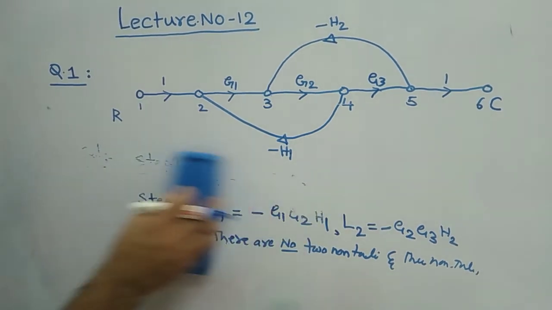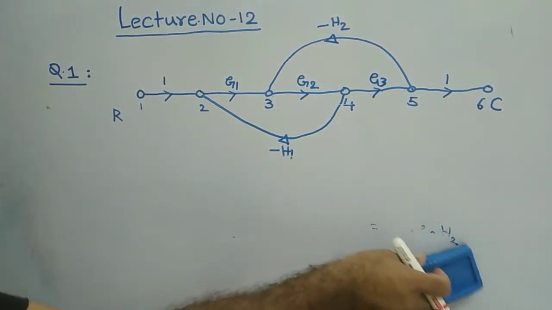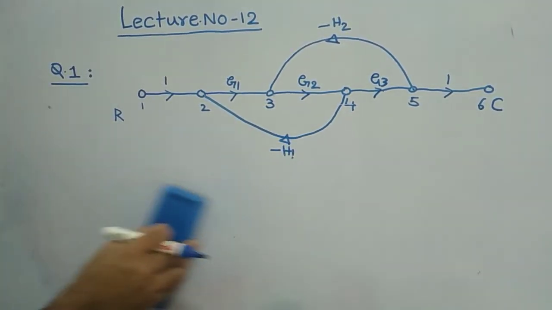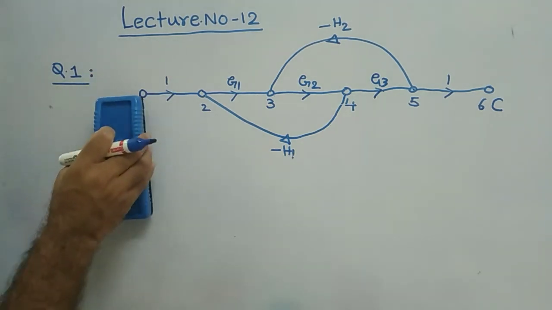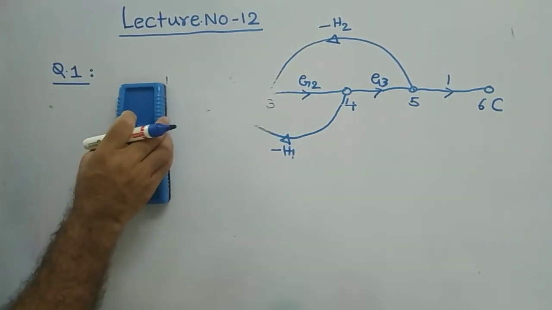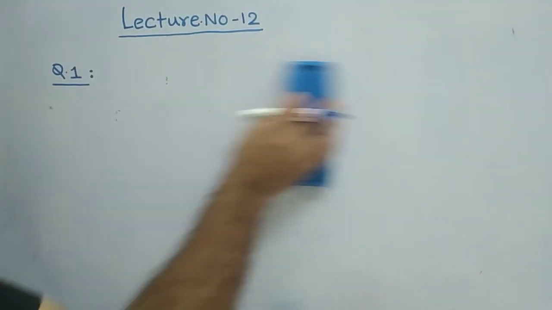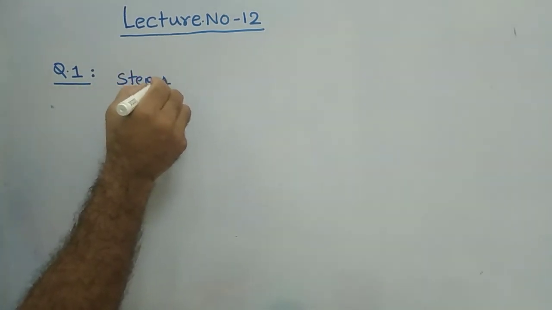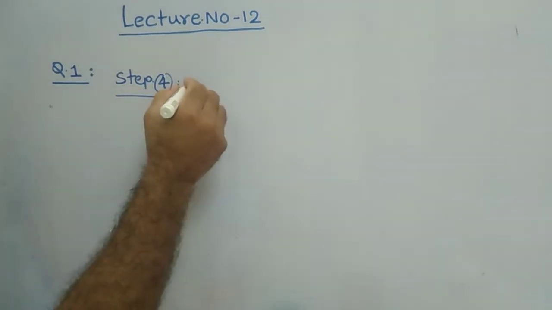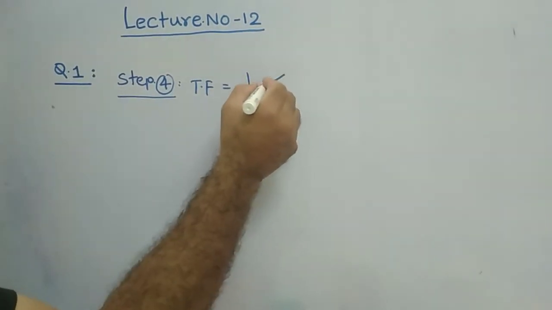What is your step number 4? Formula only, directly. By using step number 1 and step number 2, we have to find out the transfer function. For step number 4, this problem itself is also not required. Therefore, I will erase this problem. And your step number 4: directly, transfer function is equal to 1 by delta sigma k.